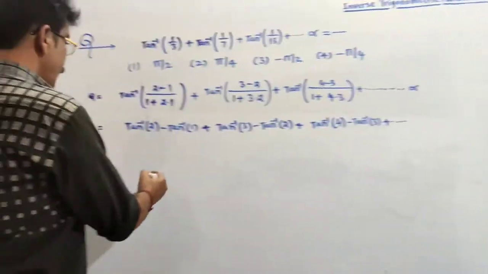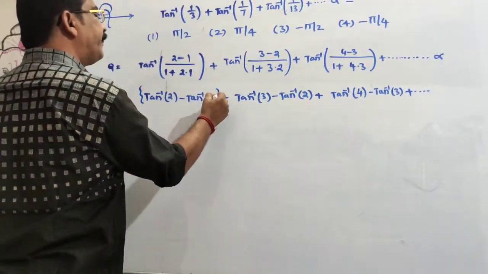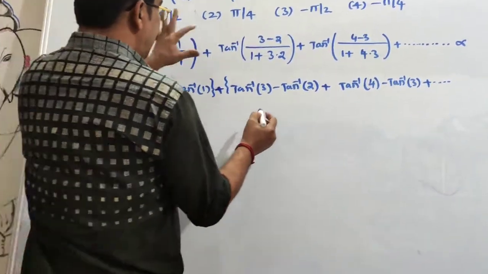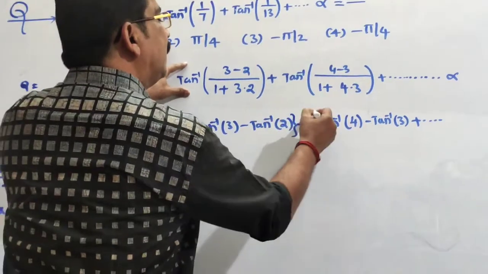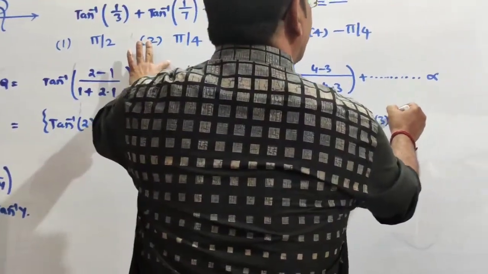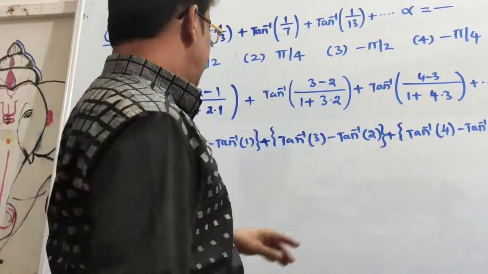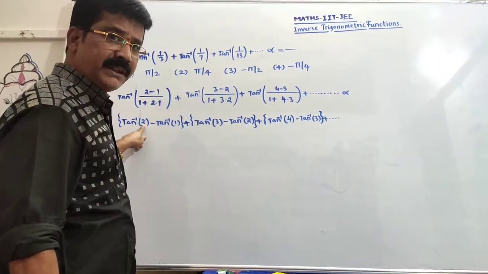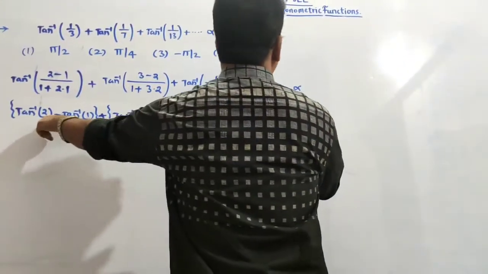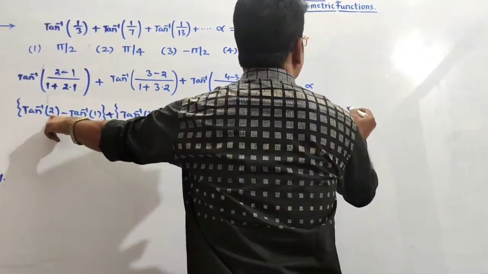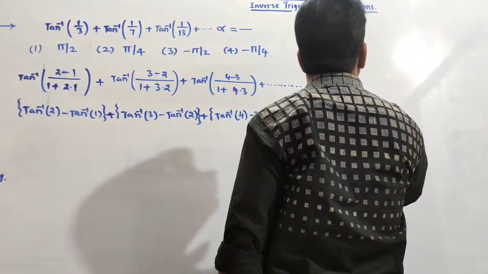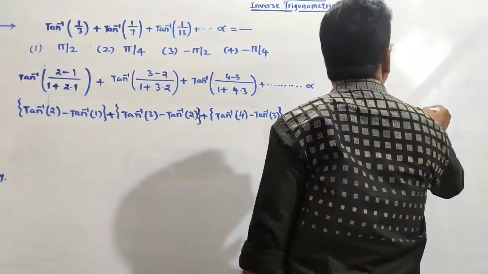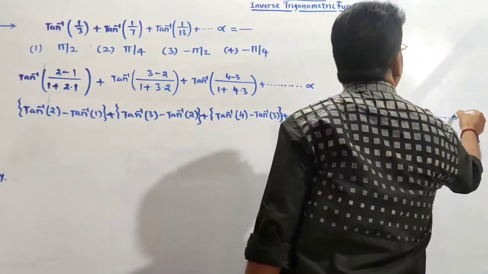You come here. This is the first term, its expansion is this one. Second term, its expansion is this one. Third term, this is the expansion of the third term. In the first term it starts with 2. Therefore, how can we write the nth term? Nth term: tan inverse of n plus 1 minus tan inverse of n, plus and so on up to infinity.